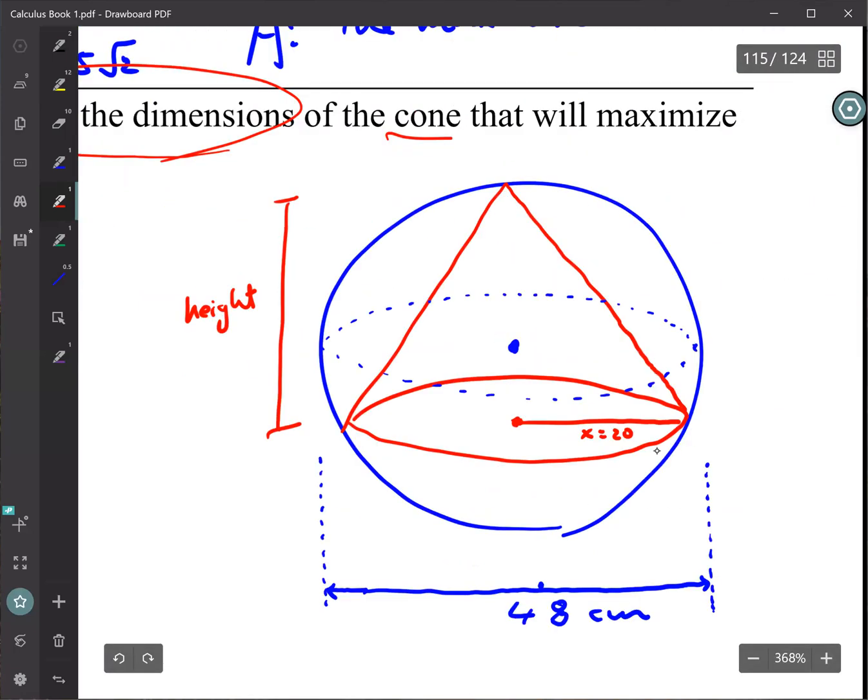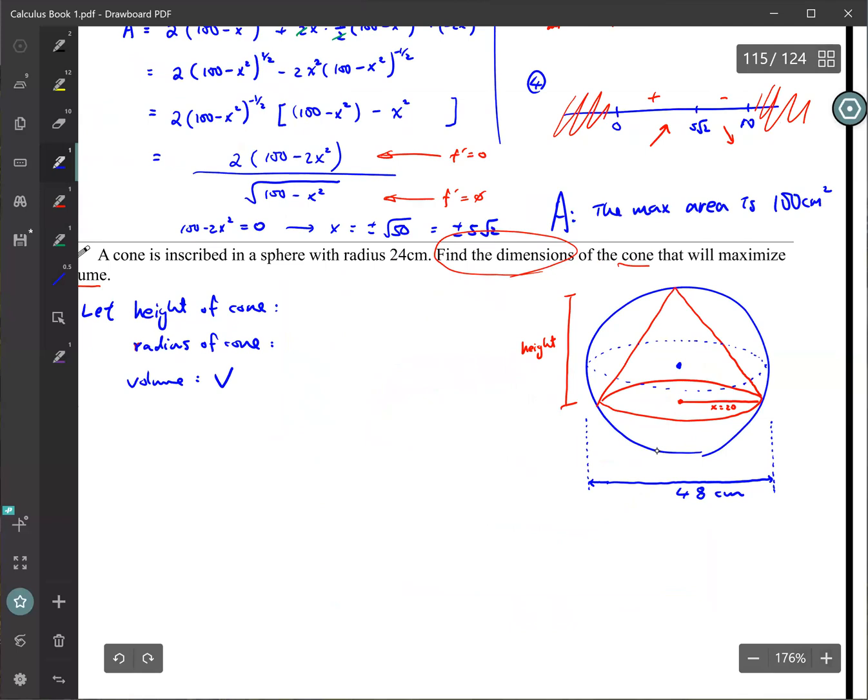Can we use Pythagorean? Wait, never mind. Anyone want to try? If I know x is 20, is there a way to find the height? Wait, we have the volume of a cone formula, can we use that? But do you know the volume? The volume of the cone is changing, though. It's not fixed. The only thing that's constant is 24.